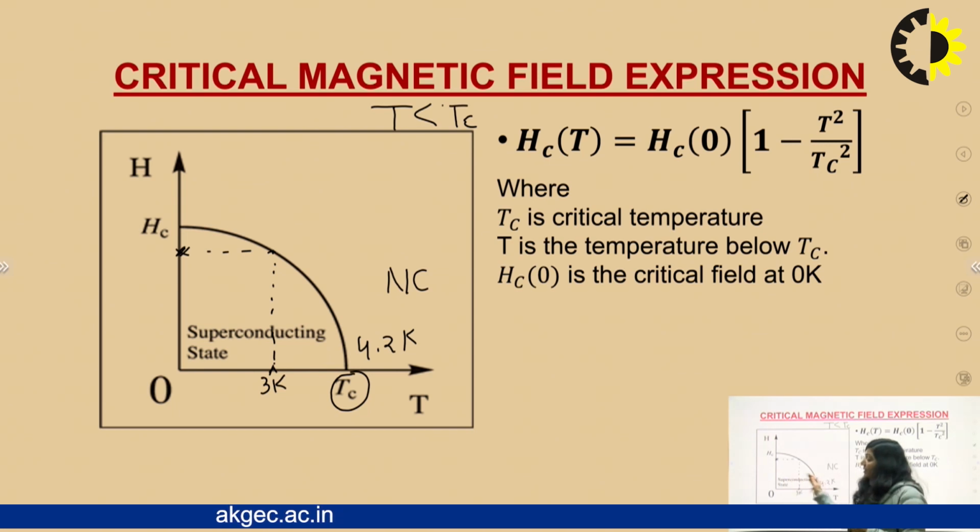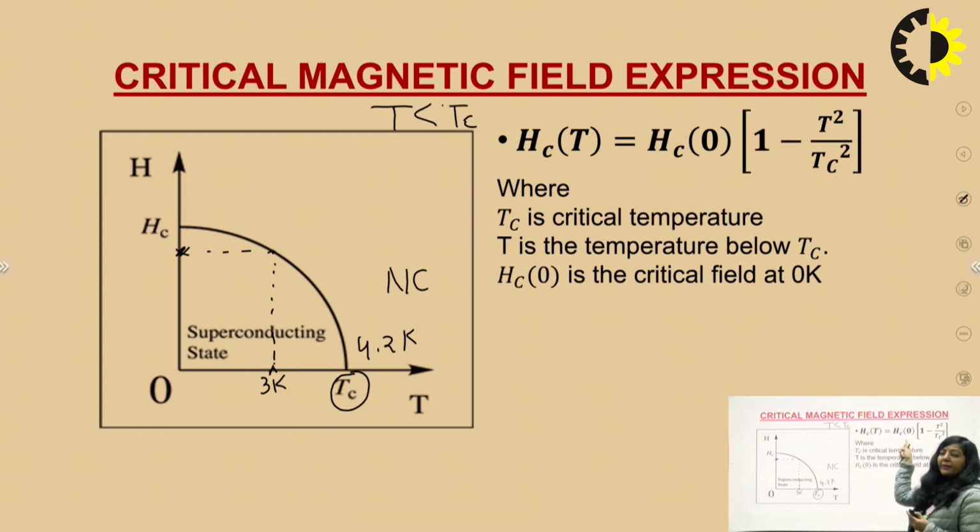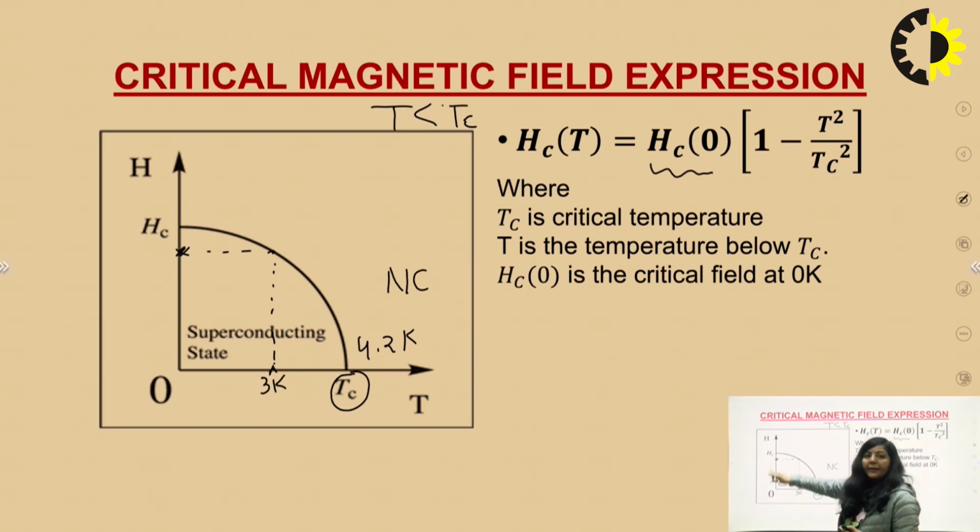And in between 0 and Tc, at any temperature T which is less than Tc, this critical field is given by this particular expression, where HcT is the critical magnetic field at temperature T, where T is less than Tc. Hc naught represents the critical magnetic field at 0 Kelvin. And as I mentioned, at 0 Kelvin we require maximum critical field for any material.